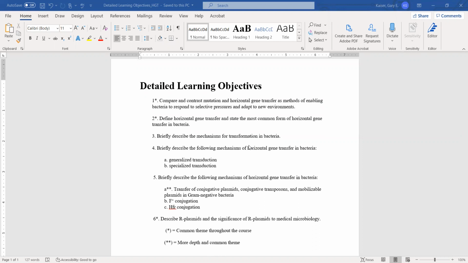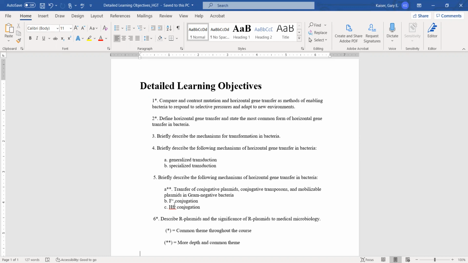Now, first, as I mentioned in the Getting Started videos, take a look at your objectives. Notice that some of them have a single asterisk, some of them have double asterisks, some have no asterisks. And that gives you an idea of how much depth you have to know. If we have an objective like numbers 3 and 4 here, or parts B and C of objective 5, notice there's no asterisks. So that means that's something we need to know for the exam, but we don't have to worry about that too much for the rest of the semester. It's part of learning about horizontal gene transfer, but nothing we're going to really apply too much later on.